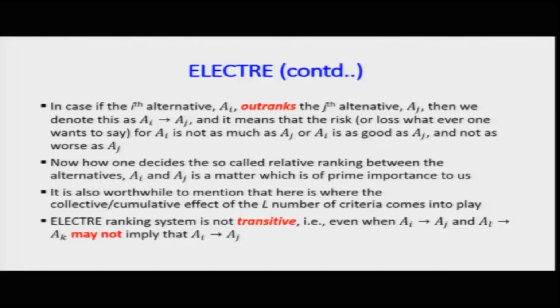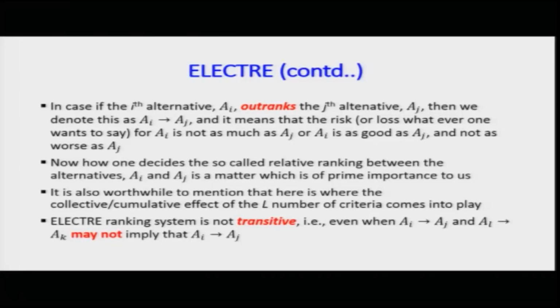Now, how one decides the so-called relative ranking between the alternatives A_i and A_j is a matter of prime importance, and we will consider that accordingly. It is also worthwhile to mention that here is where the collective, cumulative effect of L number of criteria comes into play, such that we are able to consider all of them at the same time or individually, and find out the collective total effect of all the L criteria when we are trying to consider the alternatives 1 and 2, or i and j.